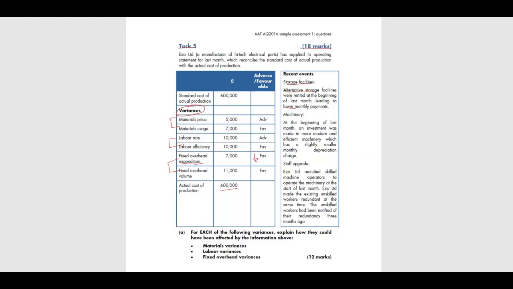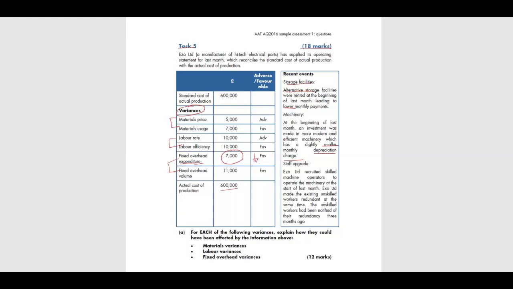So let's have a look at the next one. It's machinery. At the beginning of the last month, an investment was made in more modern and efficient machinery, which has a slightly smaller monthly depreciation charge. So a smaller depreciation charge. This is a point. Because of the smaller depreciation charge, the fixed cost is reduced, and that brings us the favorable 7,000 variance.